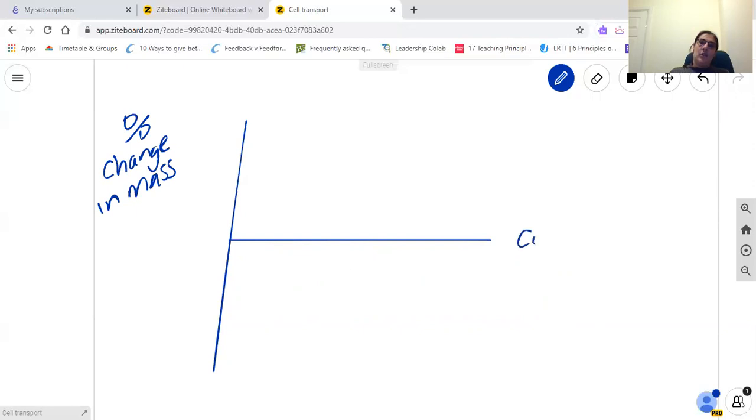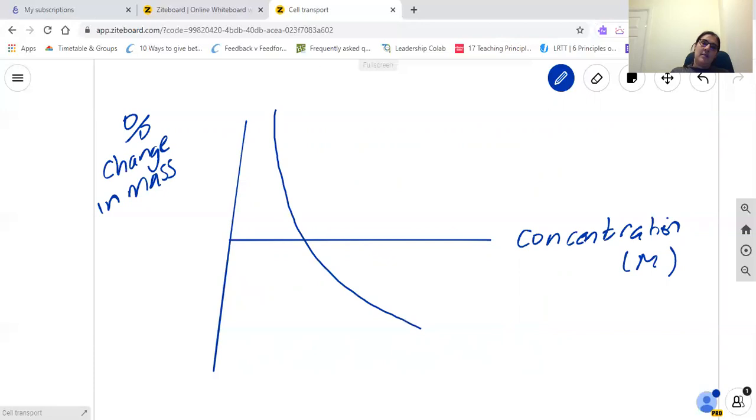And if you do it against concentration, for example in molar, then you get a graph that looks like this. So at the very low concentrations, what you will find is that water will enter your potato by osmosis because there's a higher water potential outside in the solution, and therefore your potatoes will increase in mass.